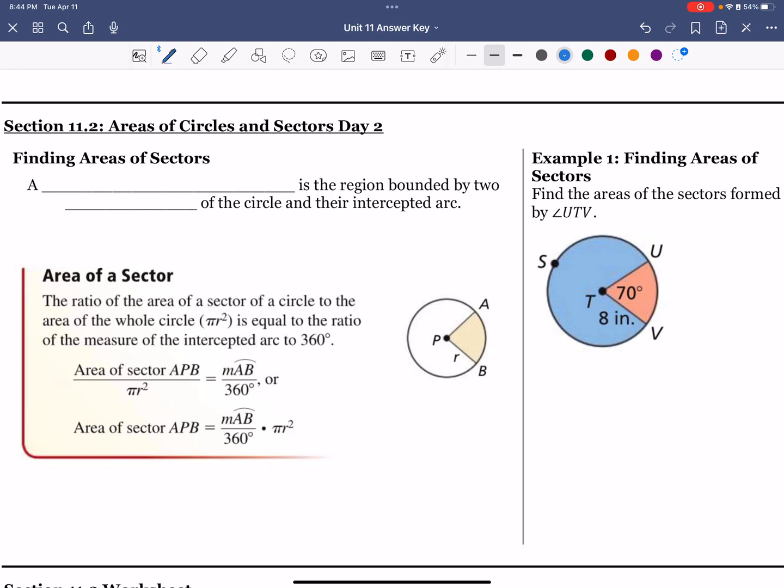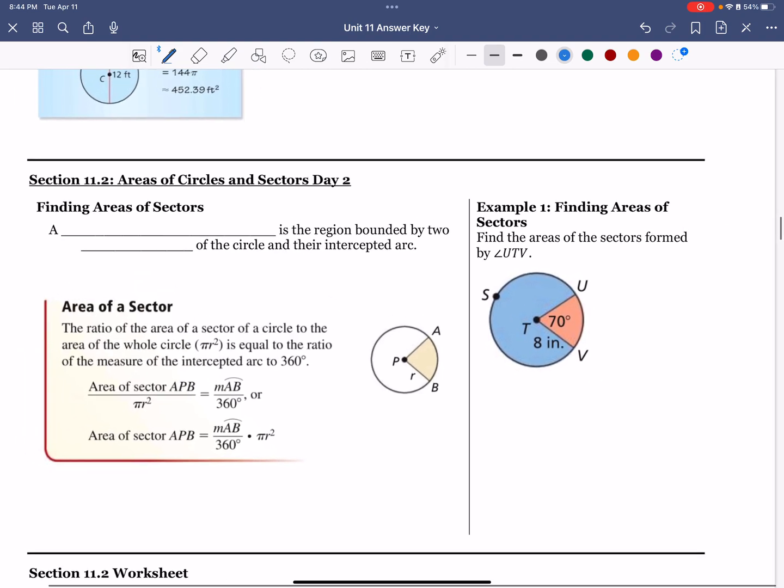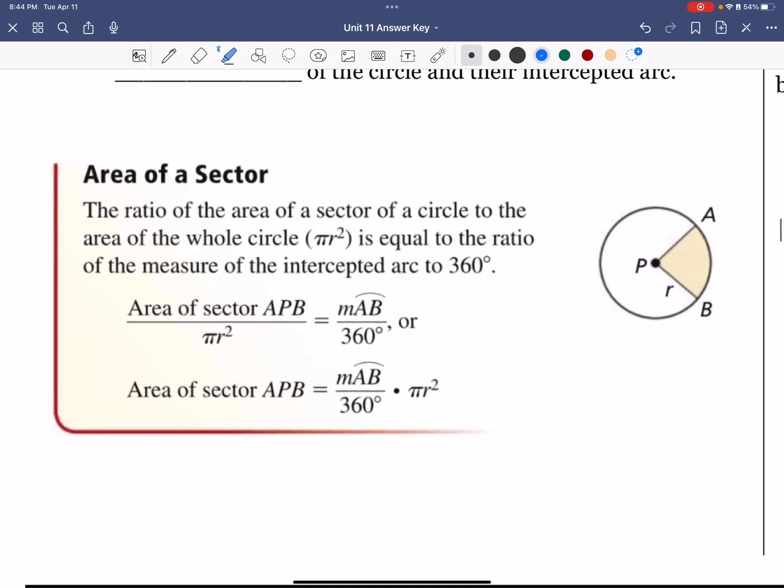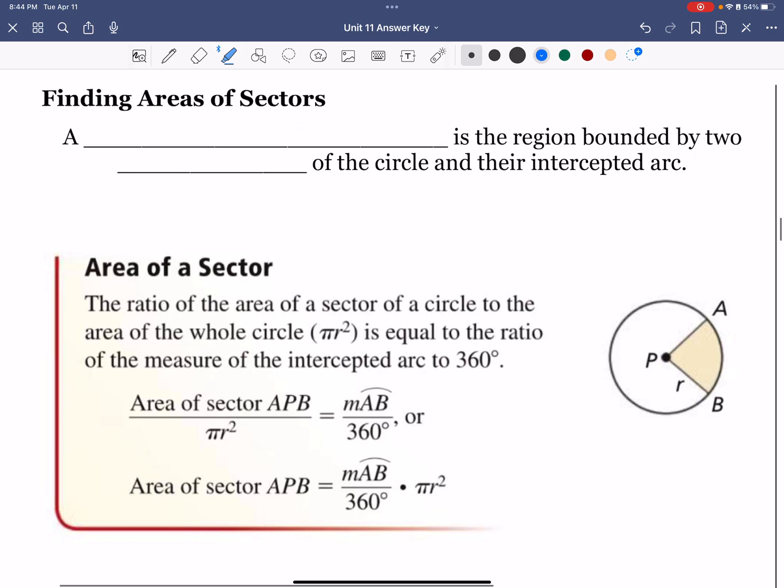Today we are focusing on our areas of a sector. This is all I have for notes for today. I just wanted to separate this so that way we had time to practice each part to this section. So this right here, we're going to talk about area of a sector. Let's start by stating what that is.